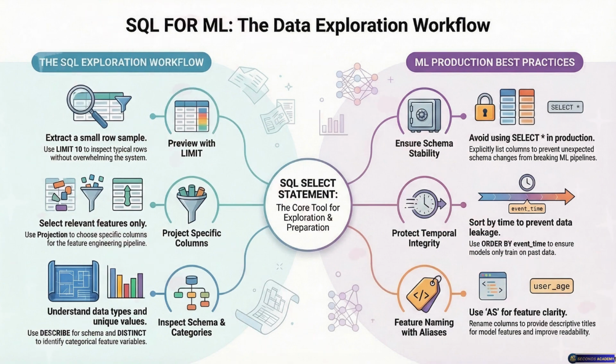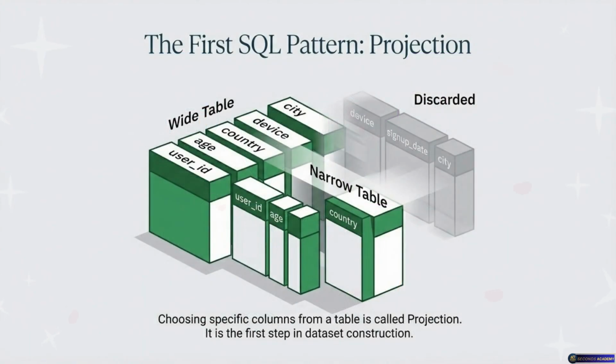The first major conceptual hurdle we need to cross is a process called projection. Yes, projection. In the architecture of relational databases, the act of selecting specific, targeted columns from a much wider, denser table is formally referred to as projection. And practically speaking, this is like step zero in dataset construction for any ML project.